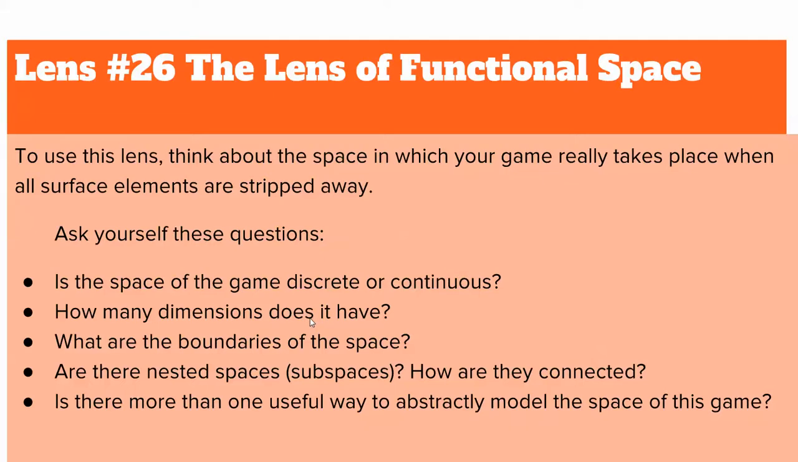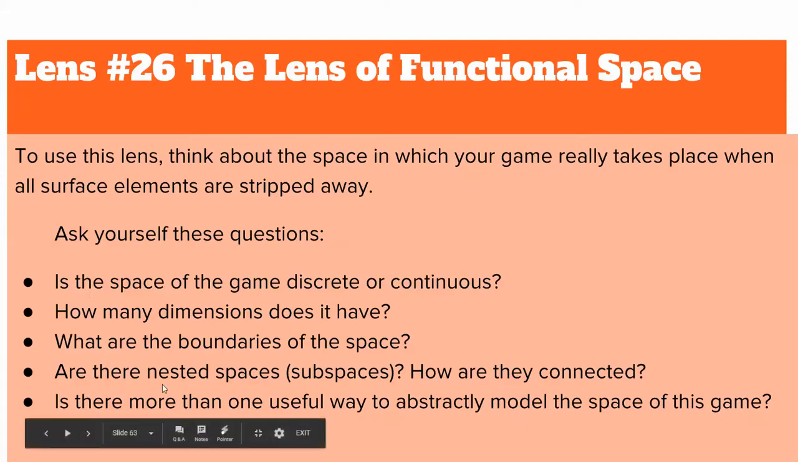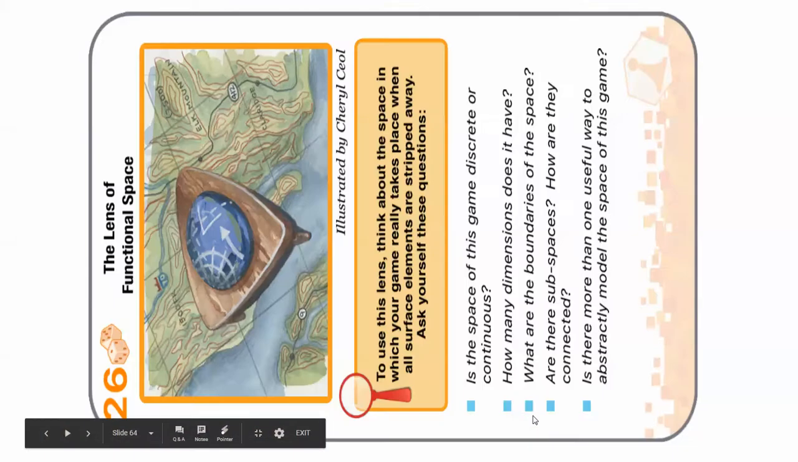Okay, so here are the questions we can ask ourselves. To use the lens of functional space, think about the space in which your game really takes place when all surface elements are stripped away. So not what the player sees, but what's really happening underneath. Is the space of the game discrete or continuous? How many dimensions does it have? What are the boundaries of the space? Are there nested spaces, subspaces? And are they connected? Is there more than one useful way to model the space of the game? Like the pool table, where you can think about it as 2D sometimes and 3D other times.